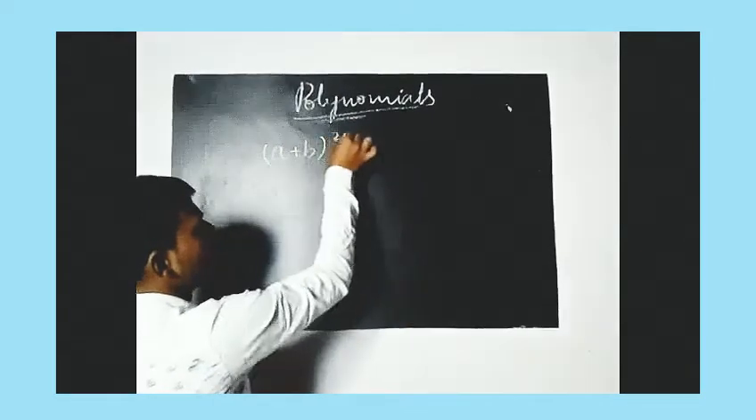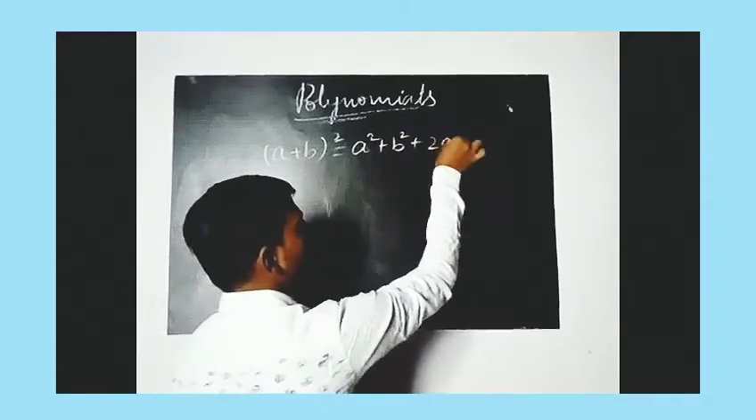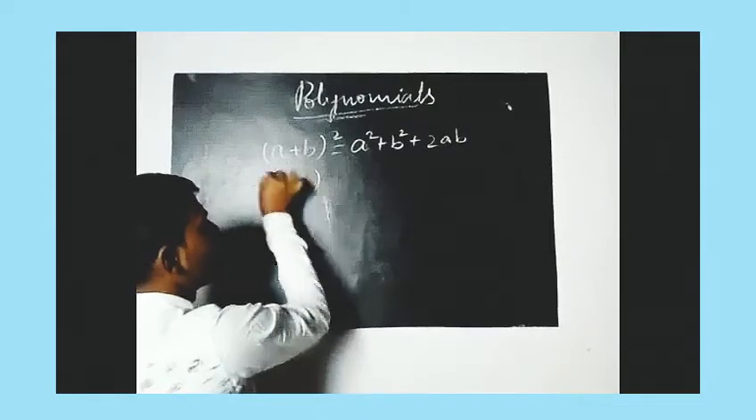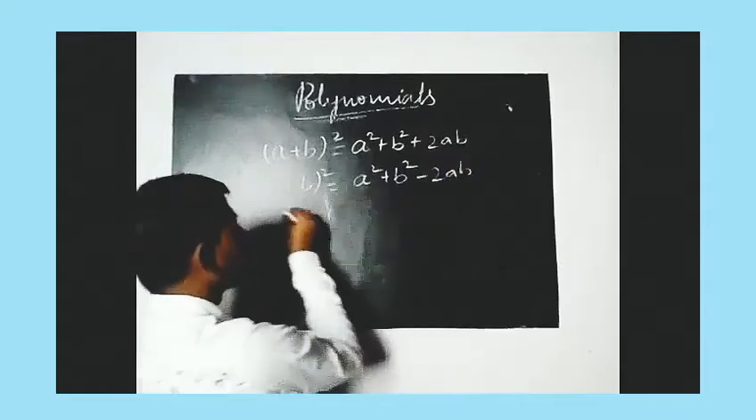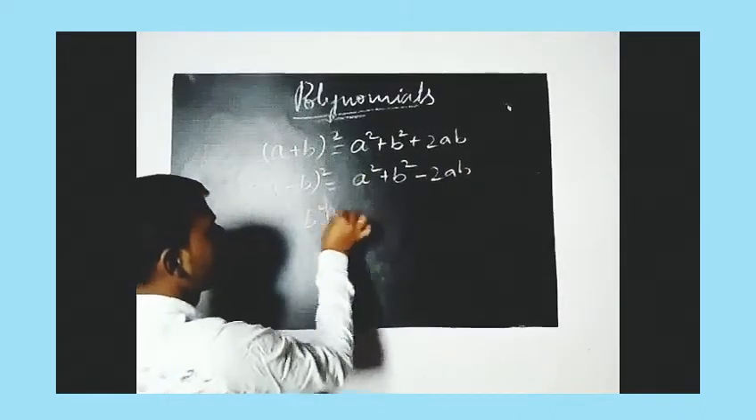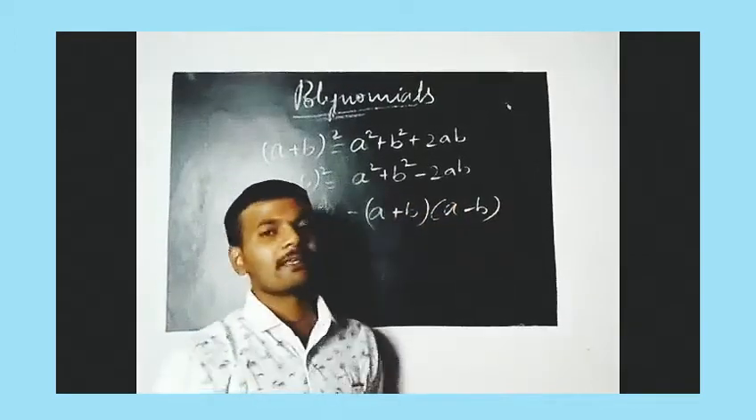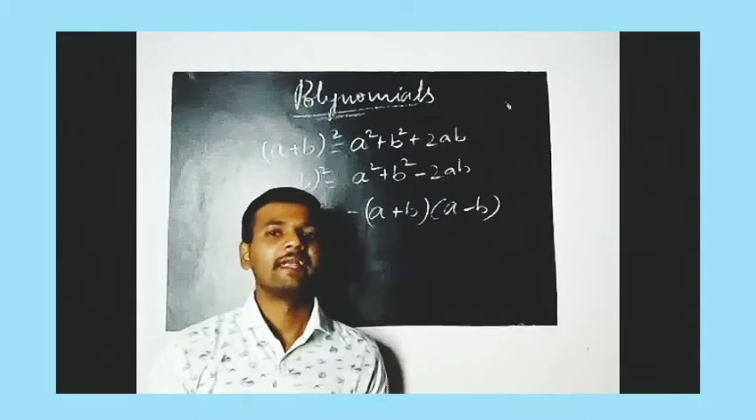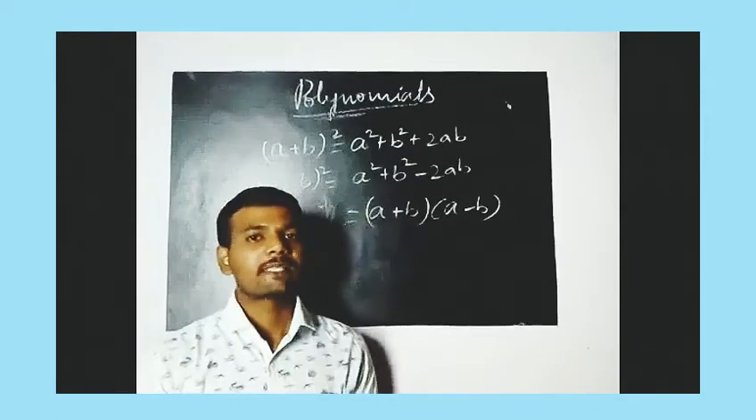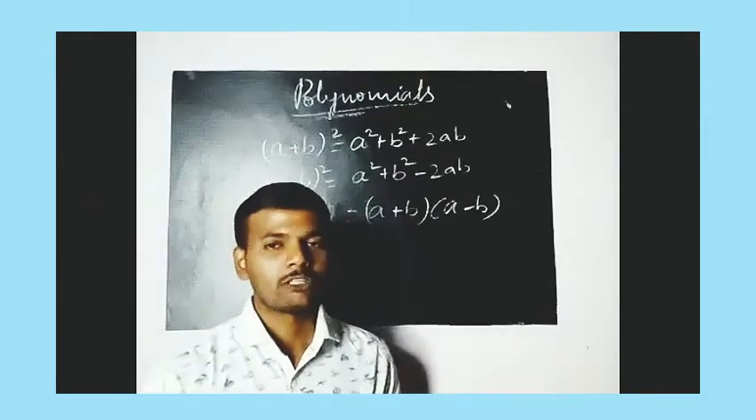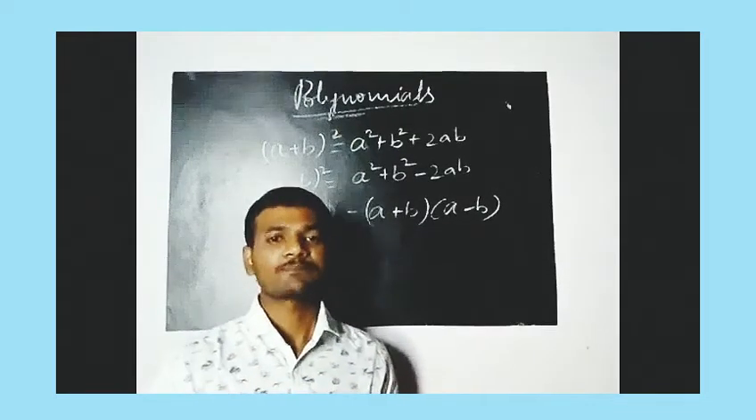(a plus b) whole square is equal to a square plus b square plus 2ab. (a minus b) whole square is a square plus b square minus 2ab. And one more, a square minus b square can be written as (a plus b) into (a minus b). These are the identities which you have studied in your 8th standard and previous classes, and you have used these identities while factorizing algebraic expressions.